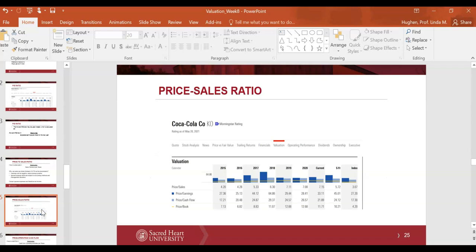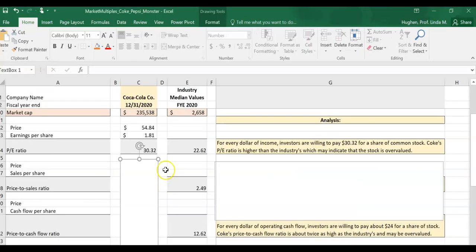Here is a price to sales ratio from Morningstar for Coca-Cola, and we can see how it changed over the period. Now, our numbers for 2020 are not going to be exactly the same because I don't know the exact date that Morningstar uses for its stock price here, but we can go back to our analysis sheet, based on the numbers that we did pull. And it's okay if our numbers differ from Morningstar.